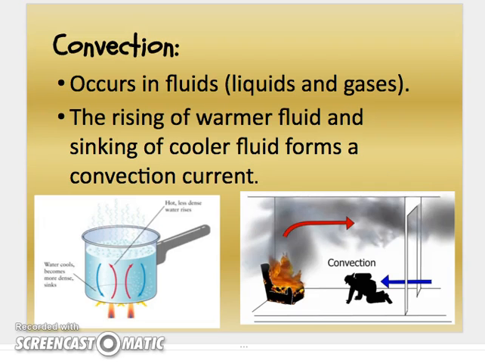Next, we have convection. Convection occurs in fluids, as mentioned earlier. Liquids and gases are what fluids are. So both liquids and gases is where convection can occur. The rising of a warmer fluid and the sinking of a cooler fluid forms a convection current. Okay, so we see this pan here heating up on the stove, and the warmer fluid, because it's being heated up by the heat source down here, the burner, is moving to the top.